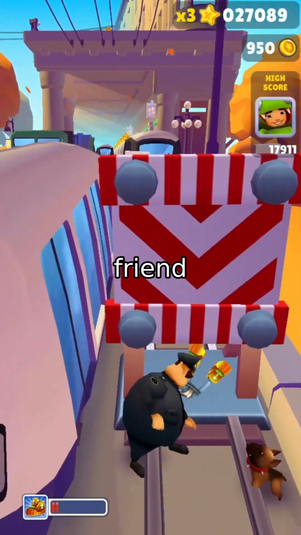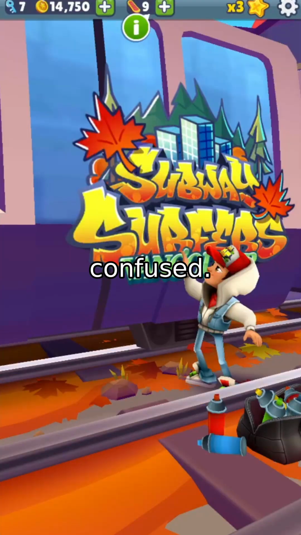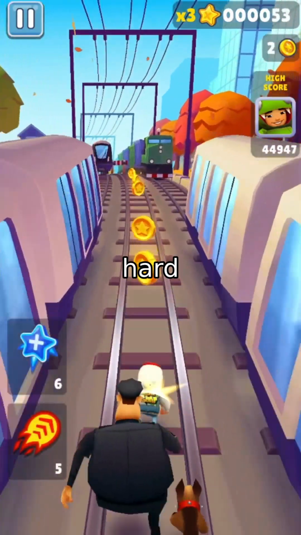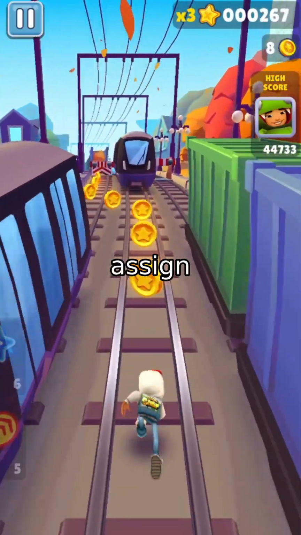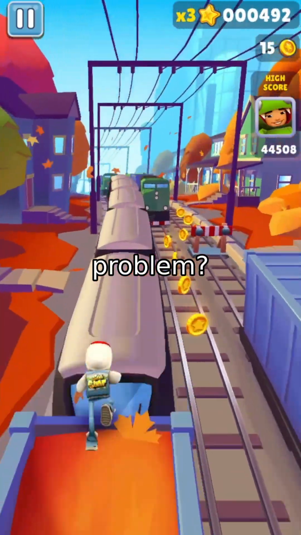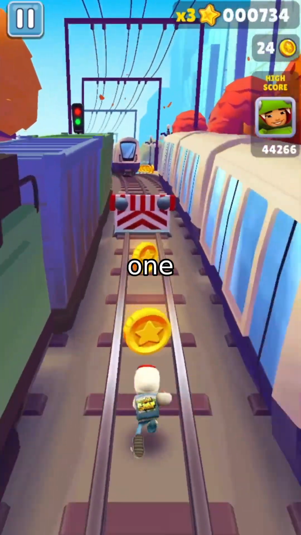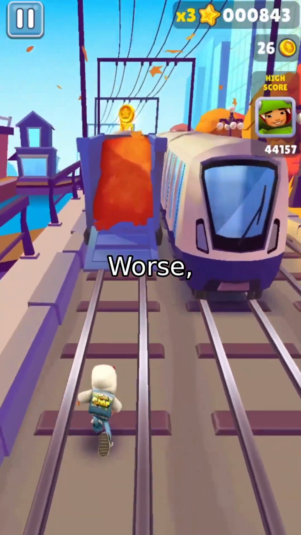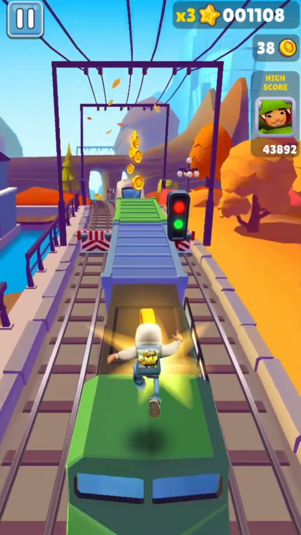It's like trying to find your friend in a crowd where someone who looks just like them is standing right next to you. Easy to get confused. Existing methods try to fix this with hard negative mining or loss reweighting. But most rely on static rules, assign higher weights to difficult samples based on a fixed margin or a threshold. The problem? That approach fails under real-world distribution shifts. A sample that's hard in one scene might be easy in another. Worse, clipping strategies collapse all extremely hard cases into the same weight, erasing fine-grained distinctions.